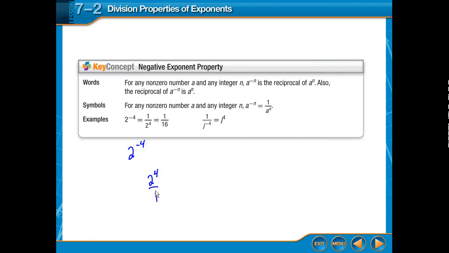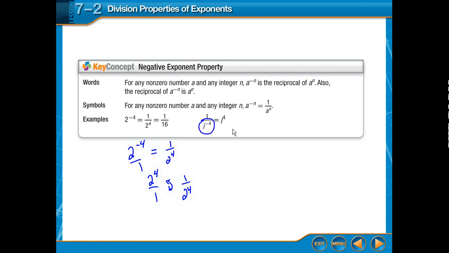Basically, what it does is take anything with a negative exponent and switch it to the other side of the fraction and make the exponent positive. So here, this is in the numerator. If you move it to the denominator, you change the sign to be positive. If it was negative, like in this case, negative j to the negative 4, if you move it to the numerator, it becomes j to the positive 4, and it's like 1 over that.